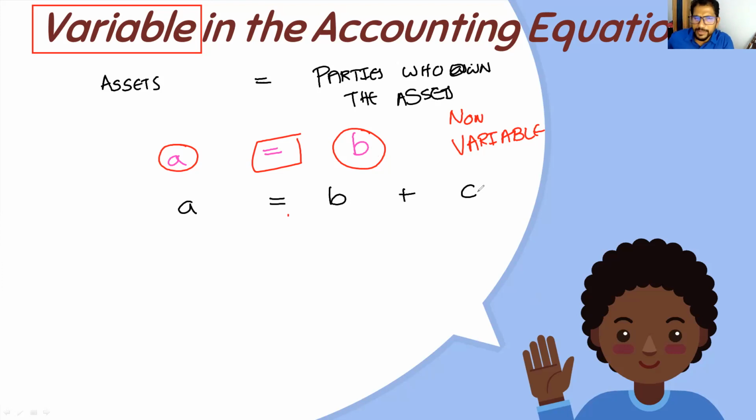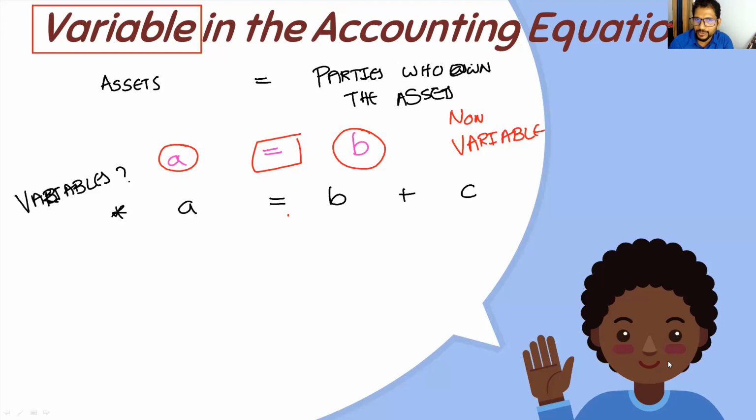Now think, according to your understanding, what are the variables we have in here? What are the variables we have in this equation? I need your answers. Let's communicate. Very good. What do you think? What are the things which can be changed? Think. Right now, look at this. It's very simple.